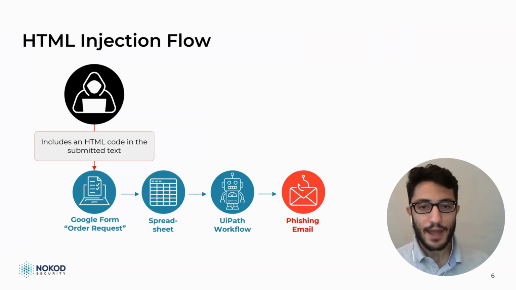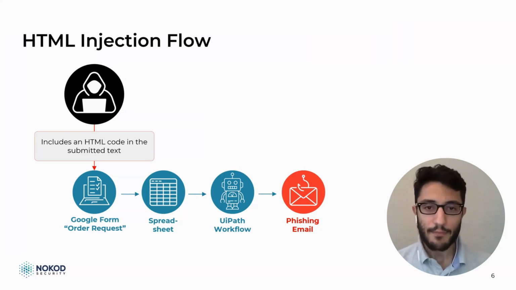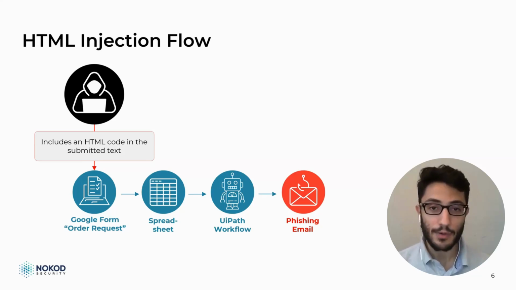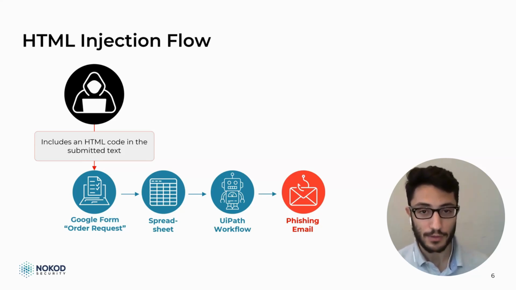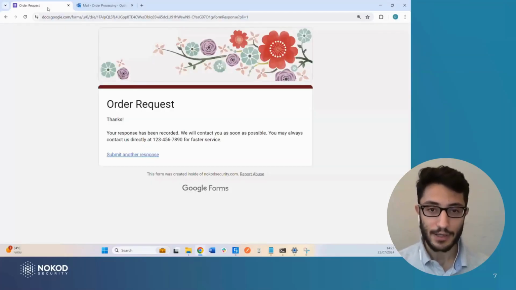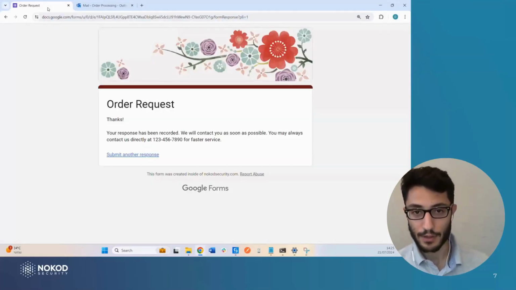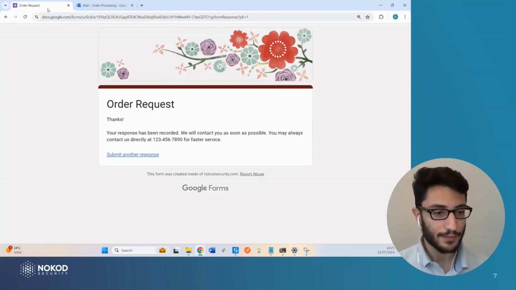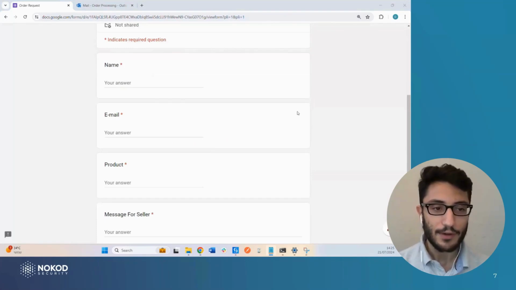An attacker can exploit this workflow by adding an HTML code to the body of the email. And since there is no input validation and the flow is vulnerable, we'll see that the email client of the seller, the victim, will render the HTML code and execute it. So let's see our demo.